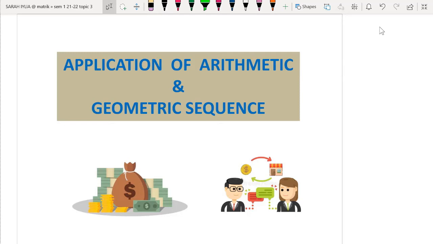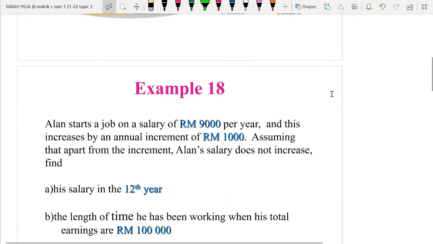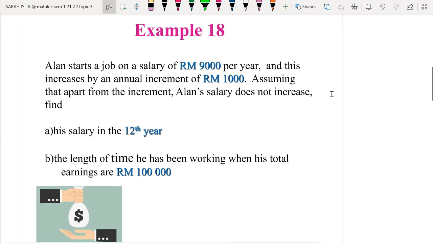Hello everyone. So in this video, we will discuss the application of arithmetic and geometric sequences. Most of the cases would involve money issues. Anything regarding money lah, hasil loan ke, jual beli, benda-benda yang macam itulah, most of our applications. Okay, so we proceed with example 18.